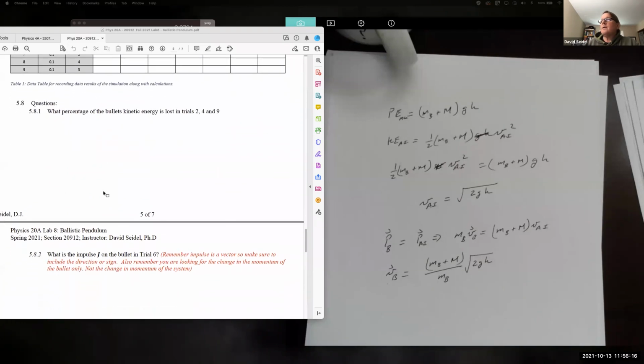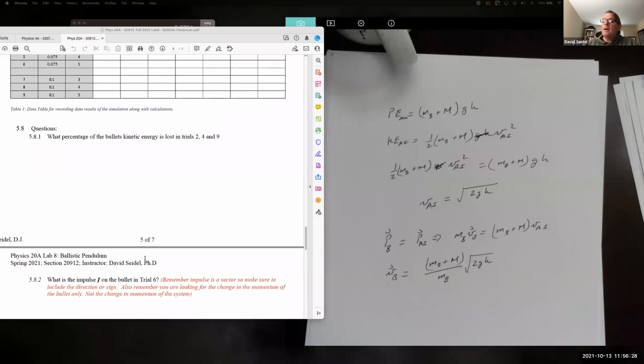What is the impulse on just the bullet in trial 6? So just trial 6. What is the impulse on the bullet? Impulse is the change in momentum of the bullet, not the change in momentum of the system. The change in momentum of the bullet. Okay, this asks for the impulse on the bullet.